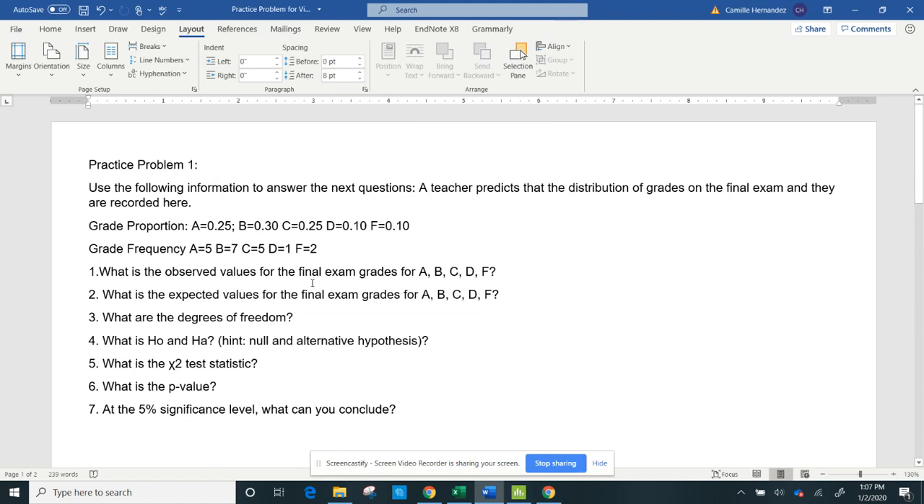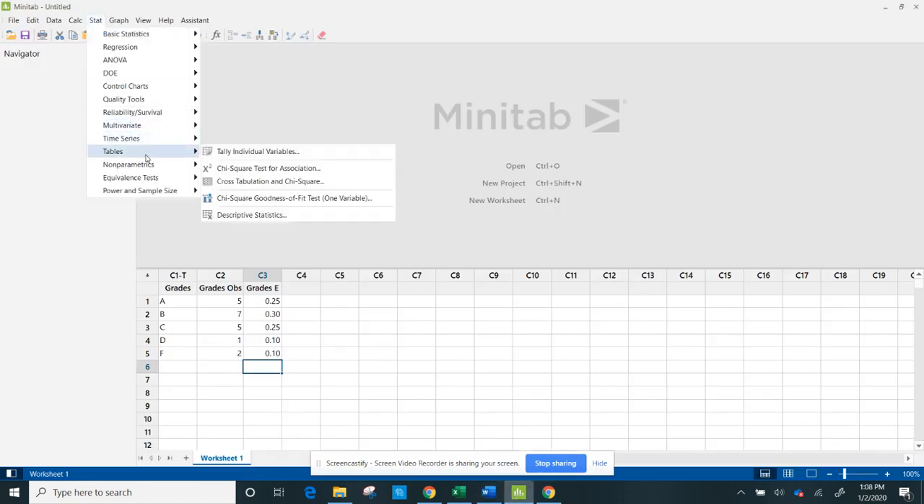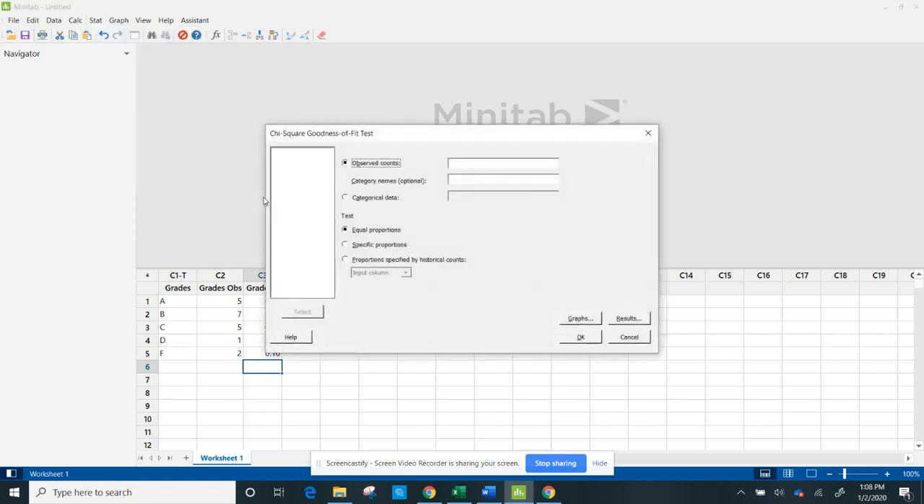If I go back to here, I can do the observed because the observed grades are here. I'm just going to copy and paste them because that's what they are. The expected is different because they give me proportions, so I need to solve for these values. You can see here I'm just putting words in there that I need to solve for the values. So I'm going to go up to Stat, Tables, Chi-Squared Goodness of Fit Test, One Variable.